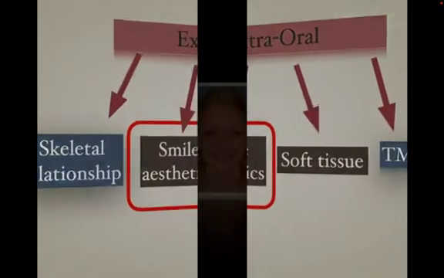Then we look at the smile aesthetics. We look at the amount of incisal show on smiling, and whether we have a gummy smile or reduced or increased incisal show on smiling.